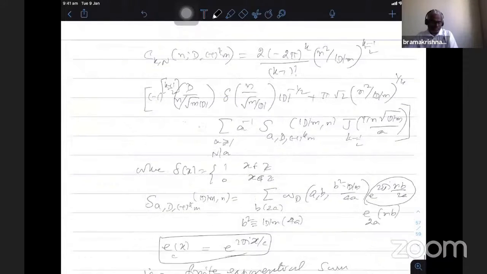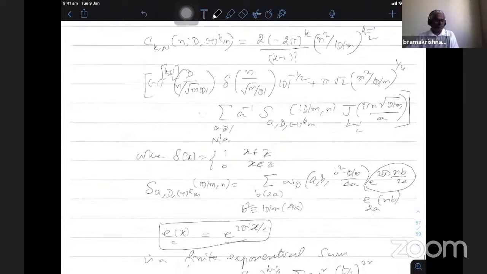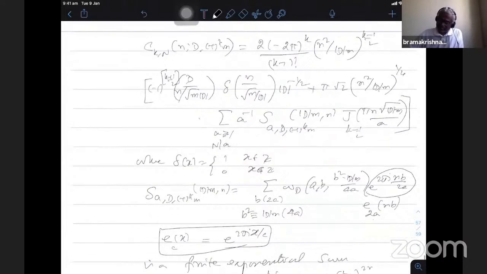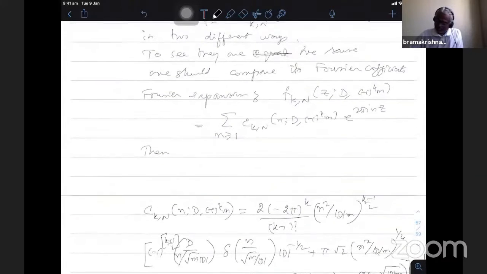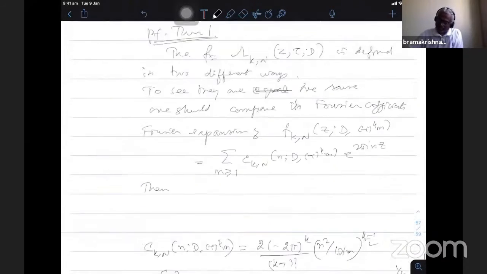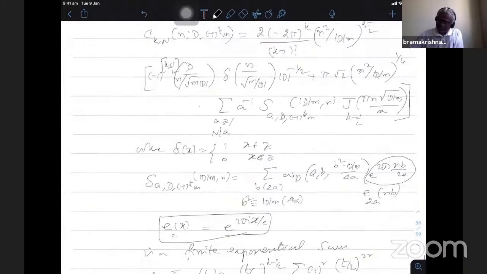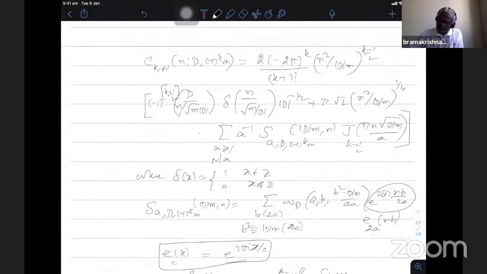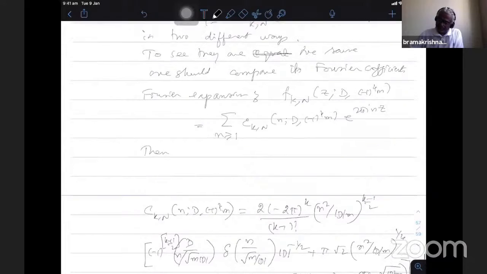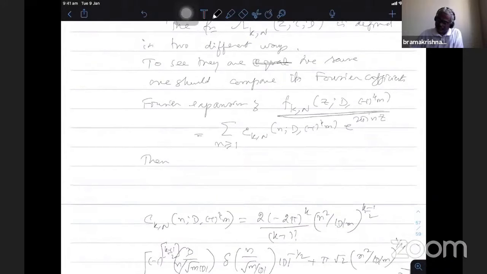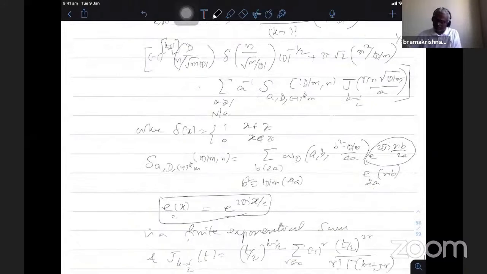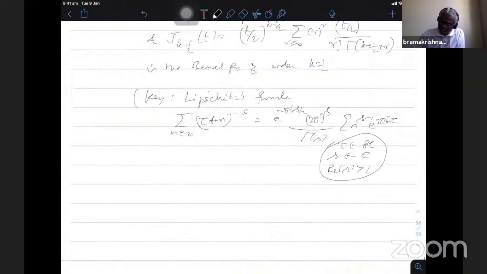Now next, the Poisson summation formula gives the Fourier expansion of the Poincare series. So this is the Fourier expansion of the kernel function f, which we have to use on one side. Then next is the Poincare series expansion.